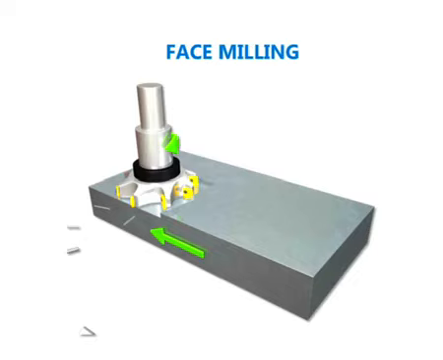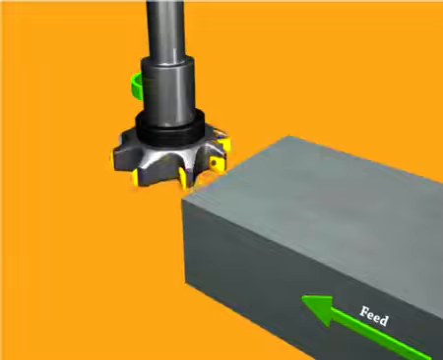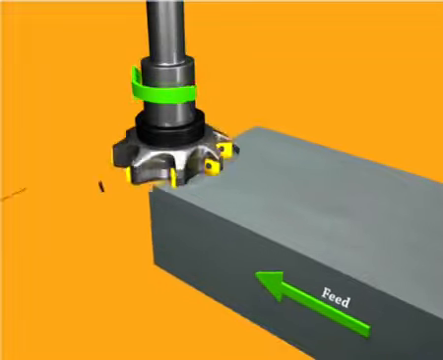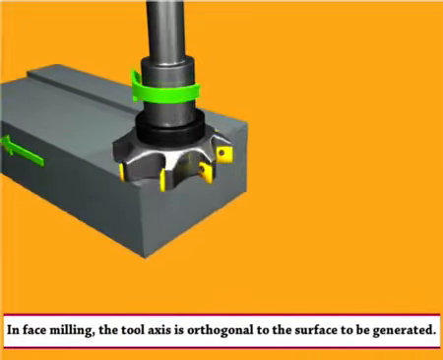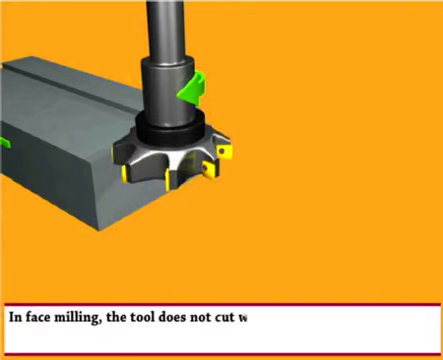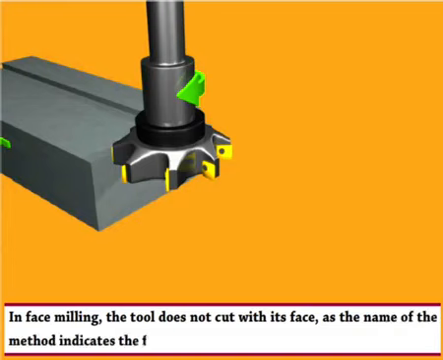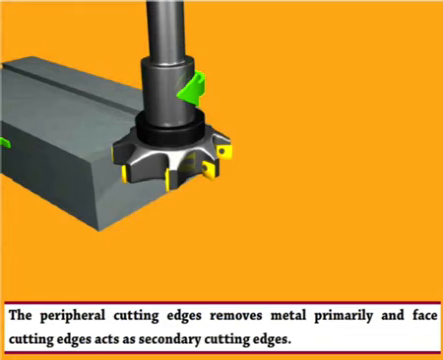Face milling. Face milling cutter. Workpiece. In face milling, the tool axis is orthogonal to the surface to be generated. In face milling, the tool does not cut with its face, as the name of the method, face milling, indicates. The peripheral cutting edges remove metal primarily and the face cutting edges act as secondary cutting edges.